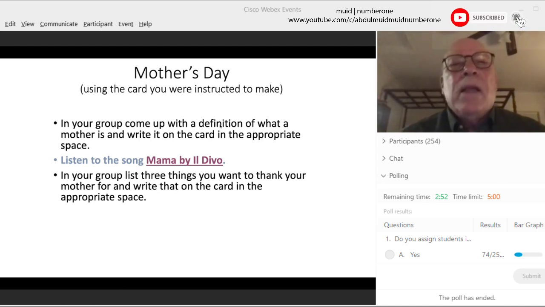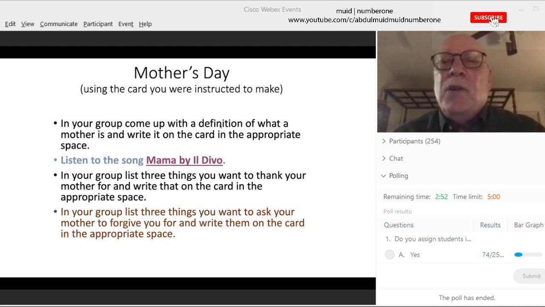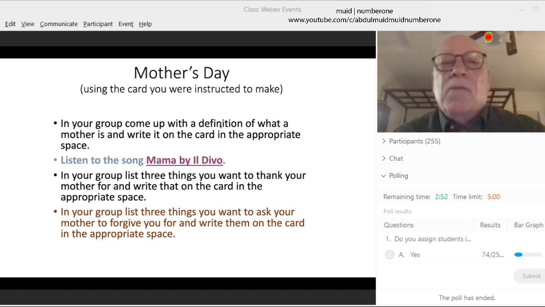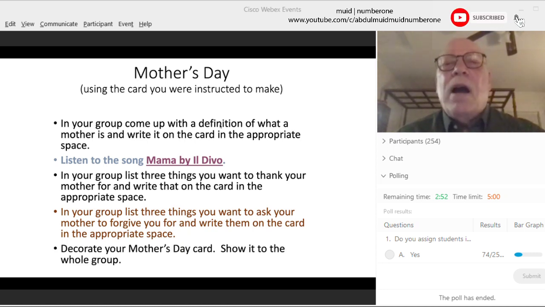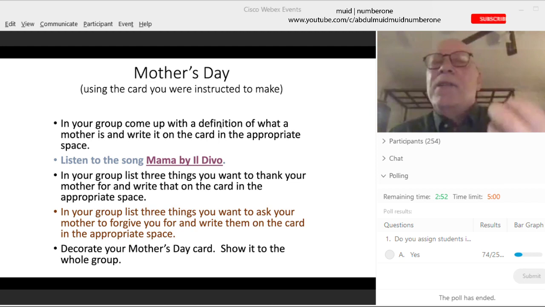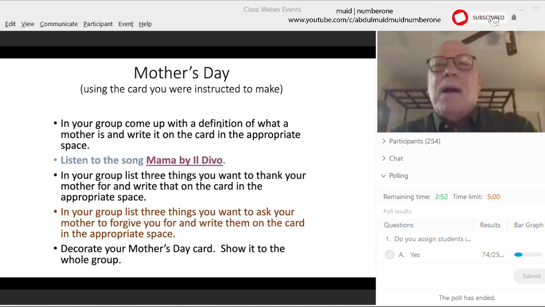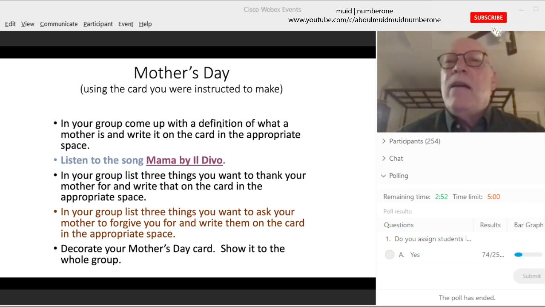Then I want them in their group to list 3 things you want to ask your mother to forgive you for. Like he said, forgive me for all the times I forgot, right? List 3 things you want your mother to forgive you for, and write them on page 2 of the card. Then that's your card. The opening is the definition of mom. Inside first page is 3 things you want to thank your mom for, 3 things you want your mom to forgive you for. And then I ask them to decorate the card and then show it to the whole group, and that is their Mother's Day card.